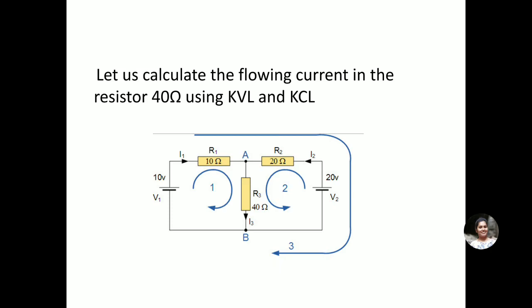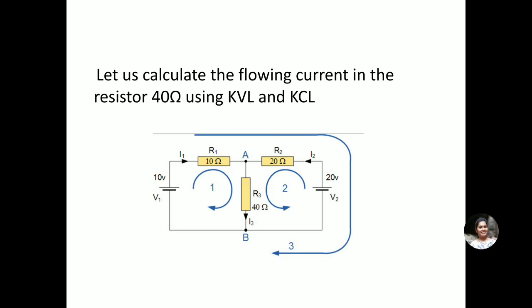So for this particular circuit, we'll try to calculate the current that is flowing in the resistor R3, that is the 40 ohms resistor. We'll calculate it using the concepts that we have discussed right now, that is KVL and KCL. Coming to the solution, this circuit has three branches and two nodes, A and B, and two independent loops, loop 1 and loop 2.